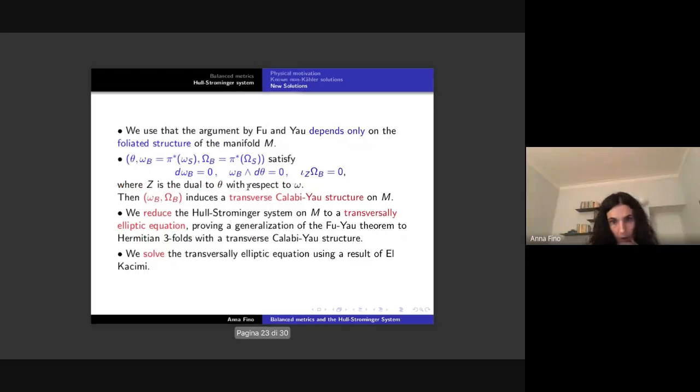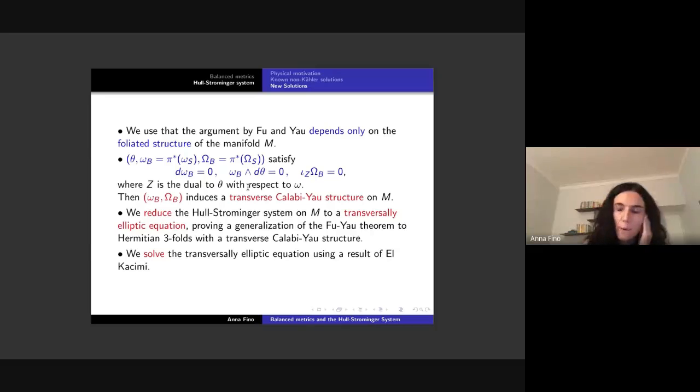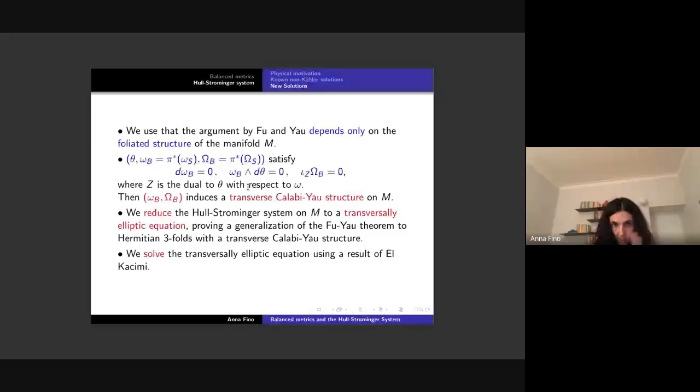How do we show that we have a solution? Essentially, we use the foliation structure of the manifold M. Because if you consider on M the form theta 1 plus i theta 2, and then consider the pullback of the Kähler form omega S, and the pullback of the (2,0)-form Omega S, then one can show that, in fact, omega B is closed.